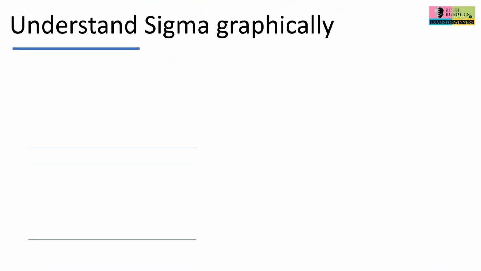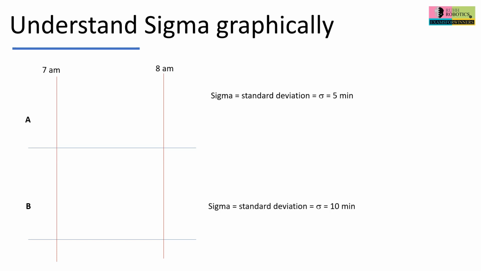Let's say you travel to the office by bus. You want to reach the bus stop anytime between 7 a.m. to 8 a.m. That means your lower tolerance limit is 7 a.m. and your upper tolerance limit is 8 a.m. Let's take 2 scenarios, Scenario A and Scenario B. In the first scenario, we consider the standard deviation to be 5 minutes, and in the second we consider it to be 10 minutes.